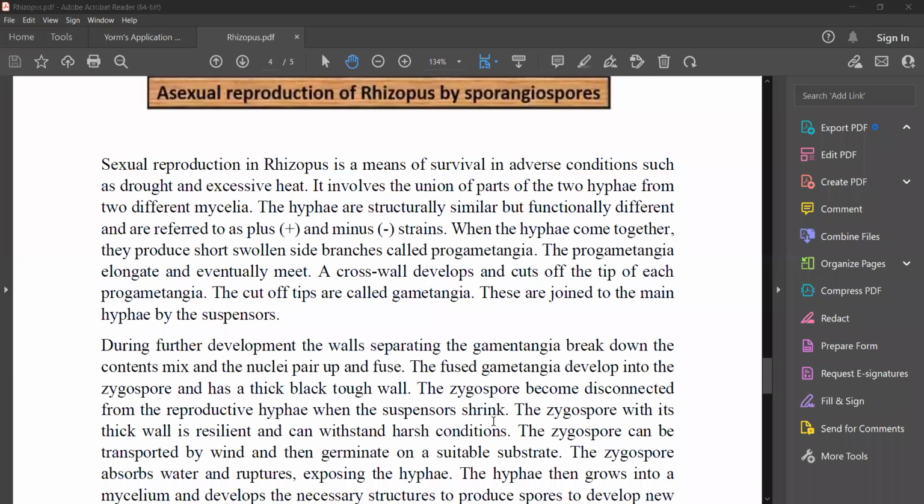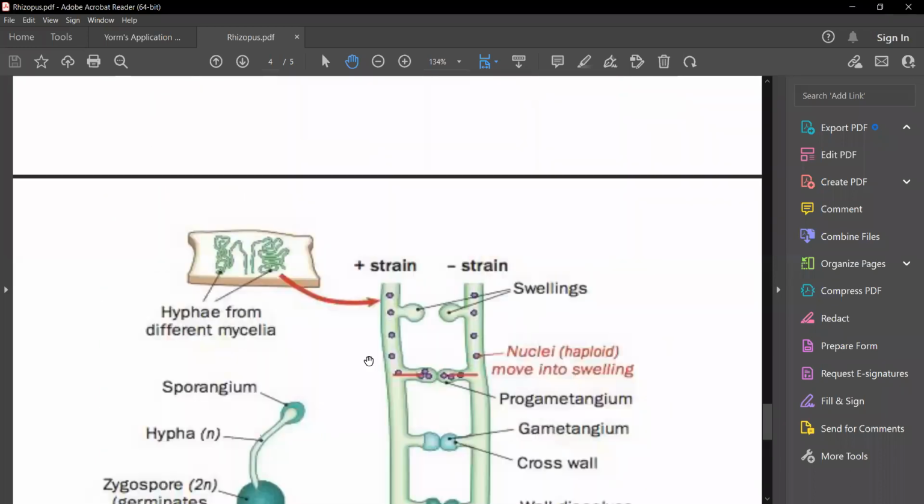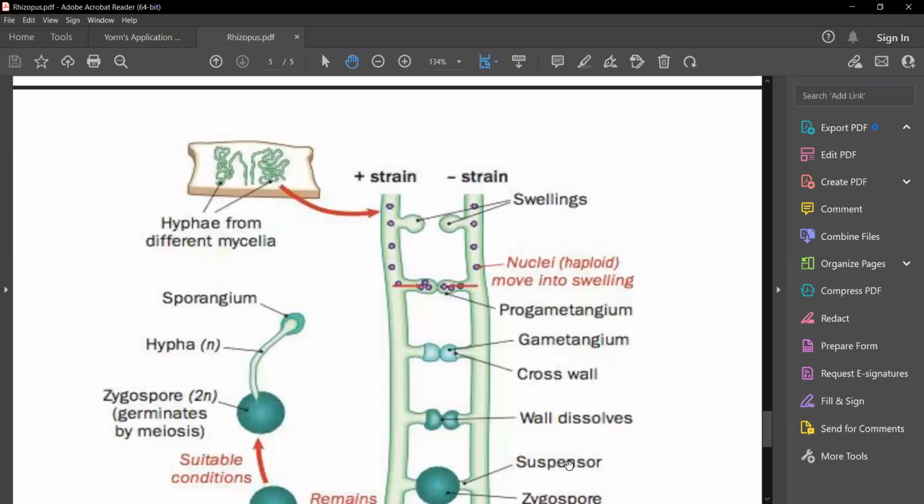Now this structure is supported by what we call suspensors, right? Let me use the diagram to explain so you understand. So you have your strains. As I said before, you have the plus strain and the minus strain here. Then you have these structures being formed, which we are calling the progametangia. The singular is progametangium. So you have that of the positive strain and that of the negative strain. They keep swelling till they get together. So now when they get here, a cross wall is formed. Tips are cut off, and now the progametangia become the gametangia.